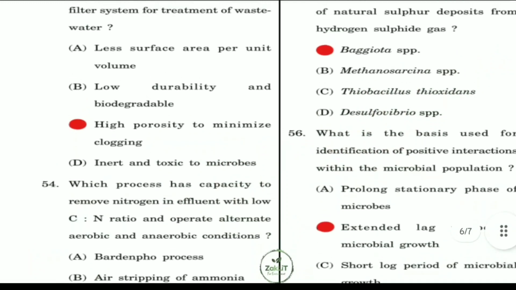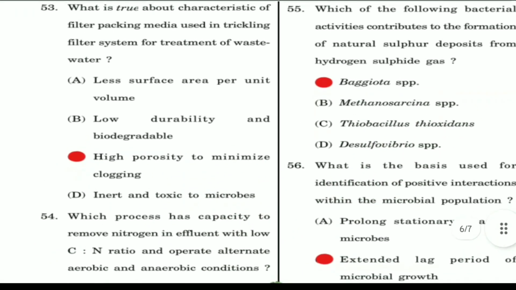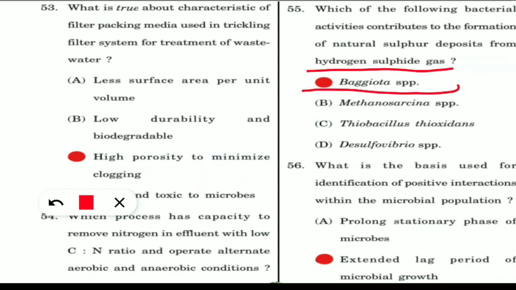Coming to the next question, question number 55. Which of the following bacterial activities contributes to the formation of natural sulfur deposit from hydrogen sulfide gas? So here it is actually which of the following bacteria contributes to the formation of natural sulfur deposit. So here Beggiatoa species is responsible for contributing to the formation of natural sulfur deposit from the hydrogen sulfide gas, that is H2S. I hope you are noting down all these things.